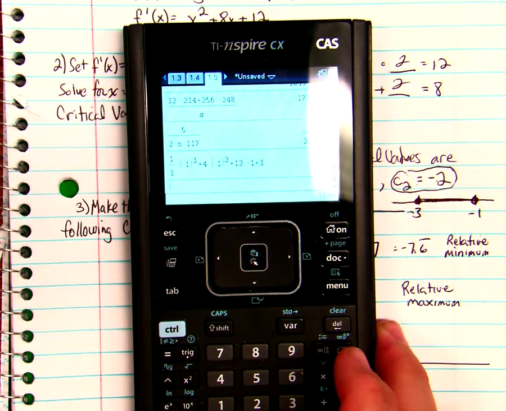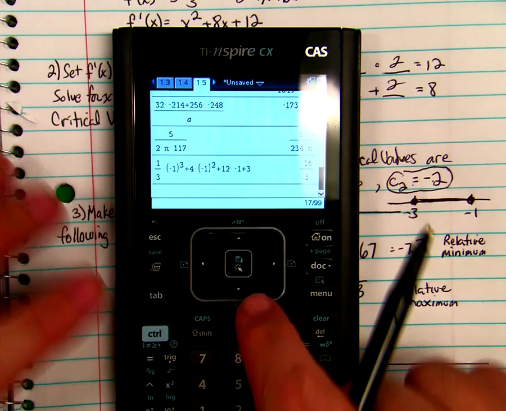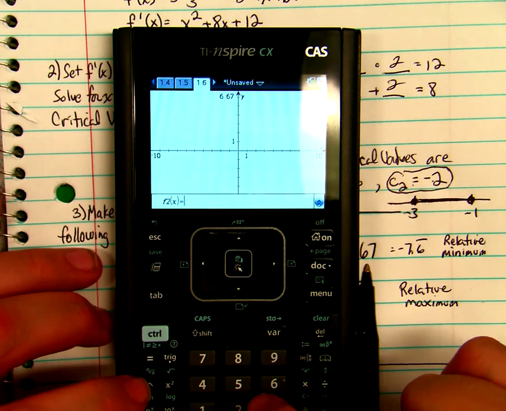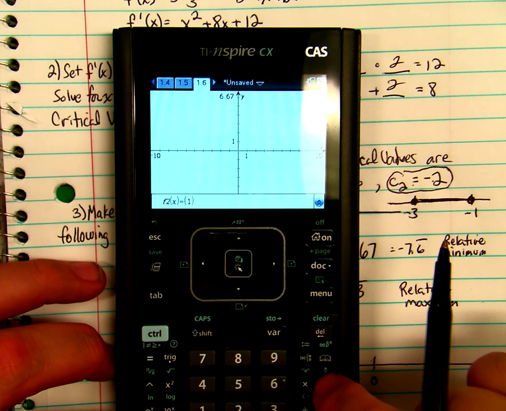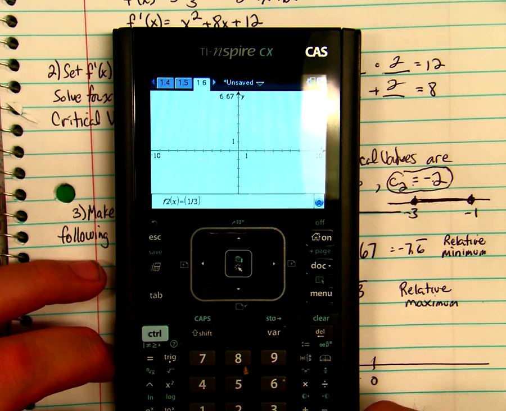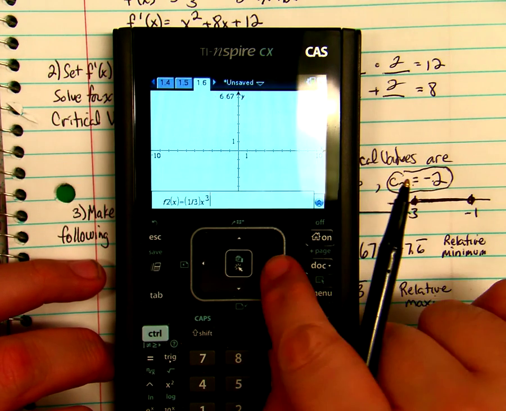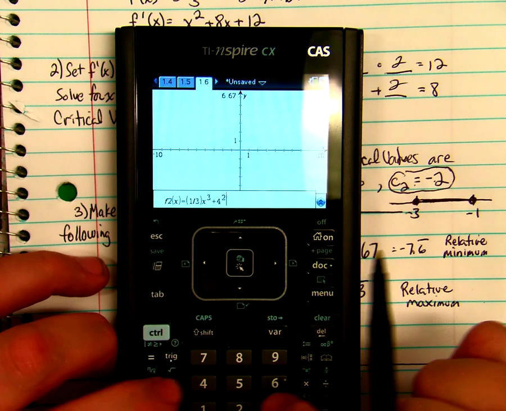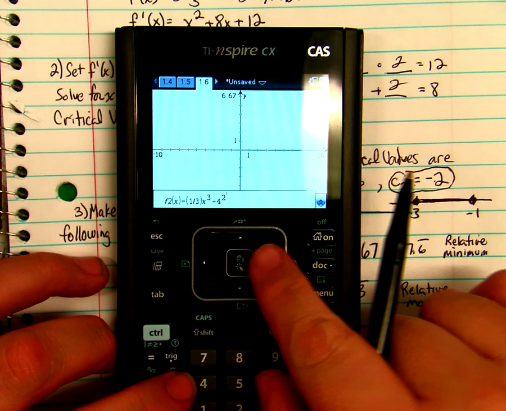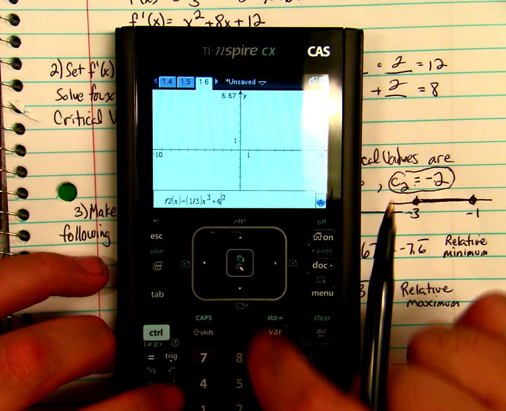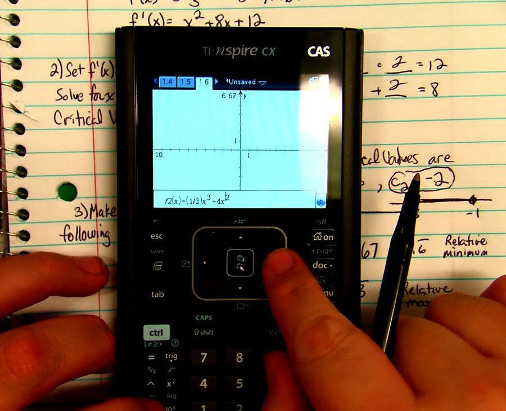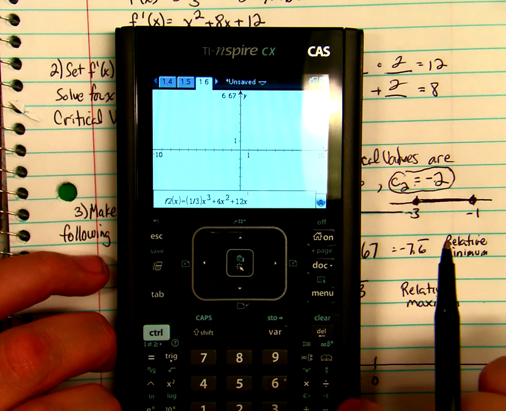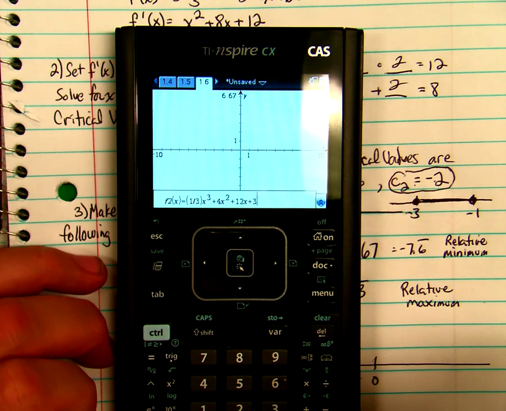Alright, so I'm going to introduce a graph, and I'm going to put in 1/3 x cubed plus 4x squared plus 12x plus 3. And here's my wonderful graph.